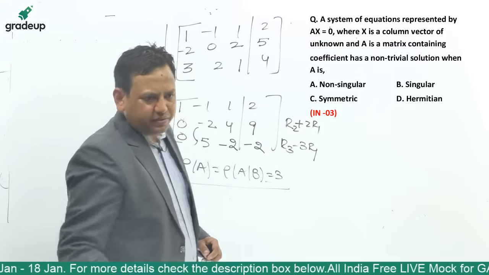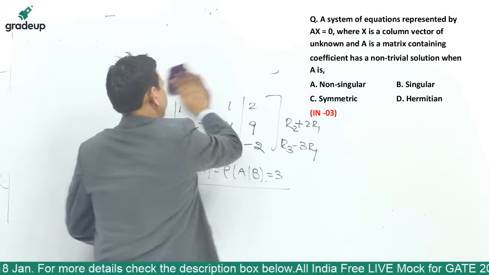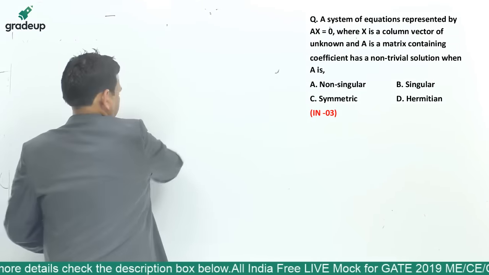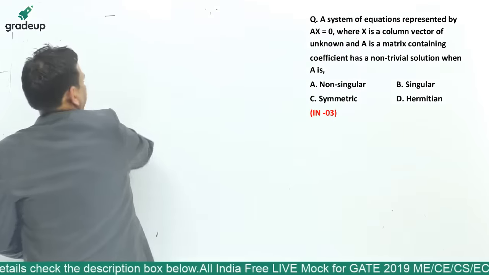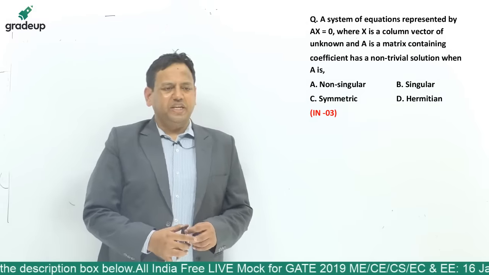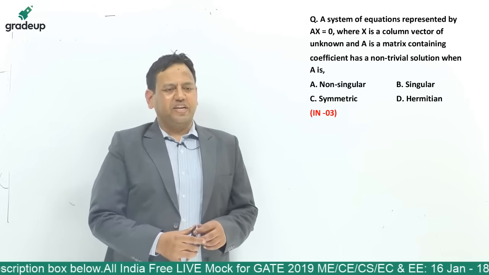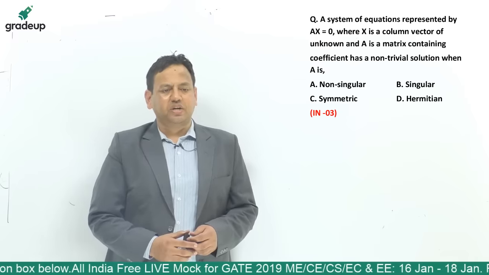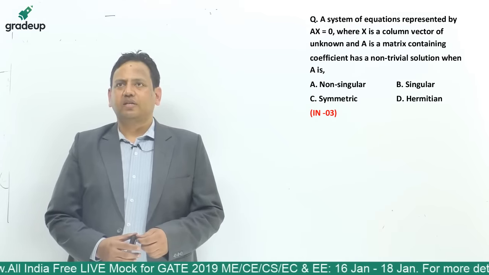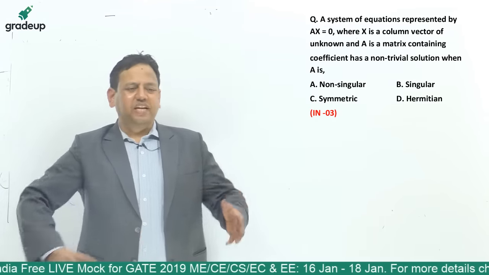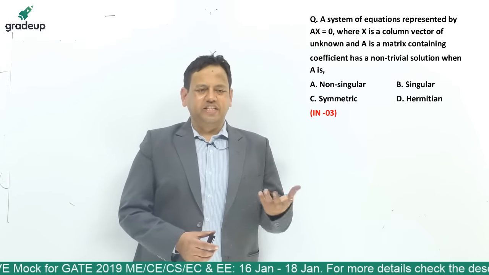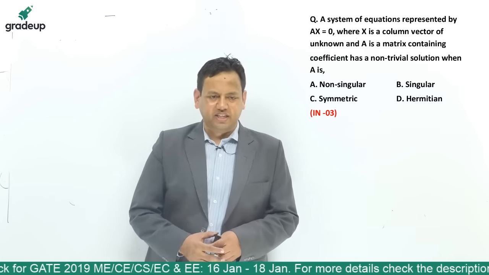Now start this one. A system of equations represented by Ax is equal to 0, where x is a column vector of unknowns, A is a matrix containing coefficients, and the non-trivial solution exists when A is what? B. Perfectly fine. So non-trivial solution means infinite solution set. When it is a singular matrix, you will get the infinite solution set. Very good.